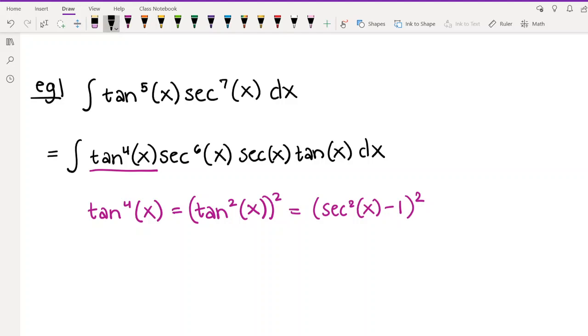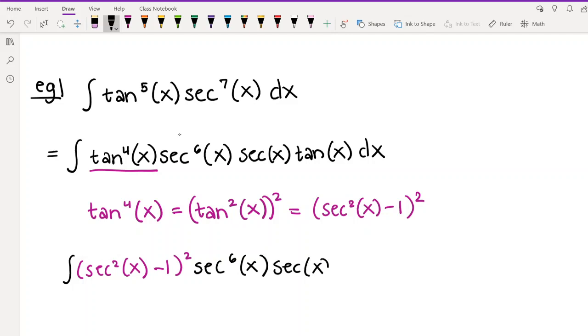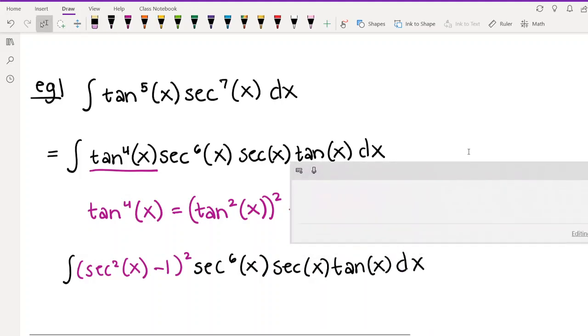And so now we can go back into this integral and rewrite it as secant squared of x minus 1, squared, times secant to the sixth of x times secant of x times tangent of x dx. And temporarily this looks like a much more complicated integral, but now we're pretty much done.